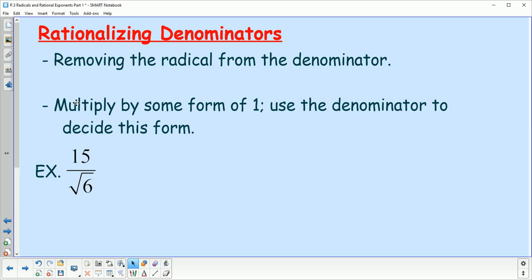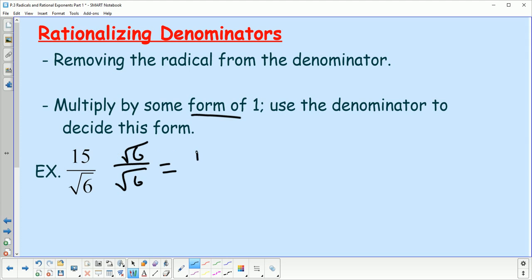In order to do that, we're going to multiply by some form of 1. Okay, now remember, when we say 1, anything divided by itself is 1. So that is the form of 1 that we're going to use. In order to do that, we're always just going to multiply by the denominator. And you see, anything divided by itself is 1. So this is actually just the number 1, and we can multiply by 1 and not change anything, which is why this simplifies it for us a little bit.